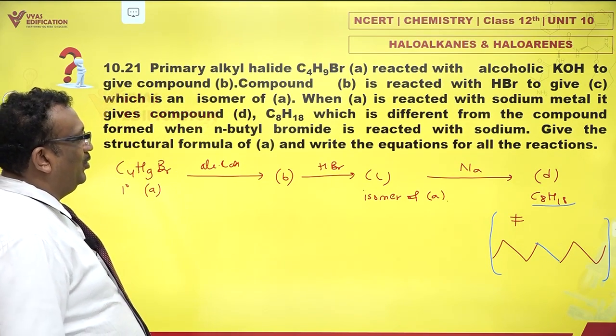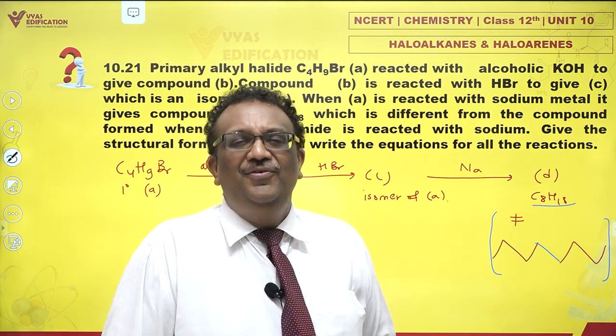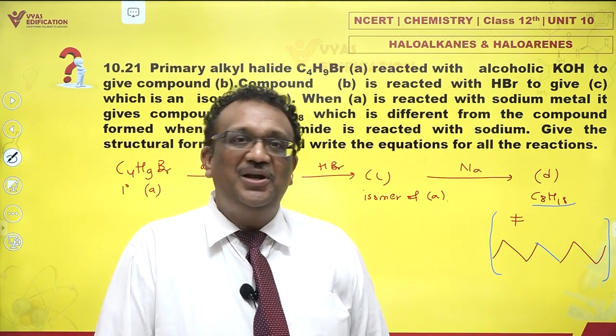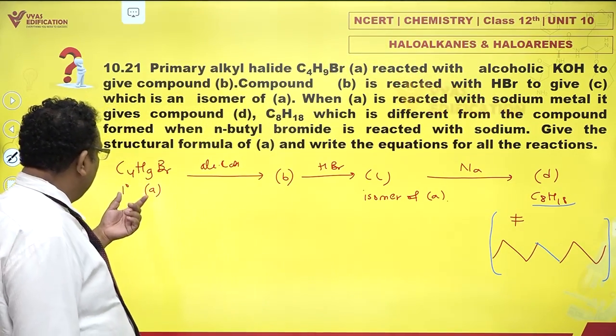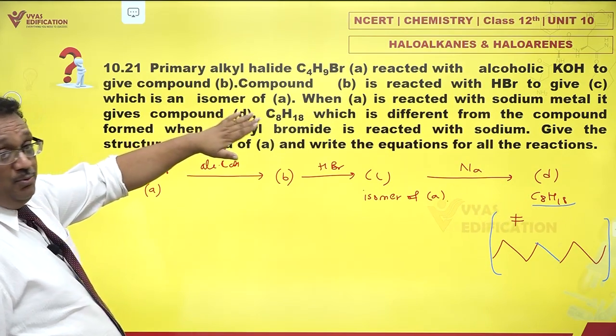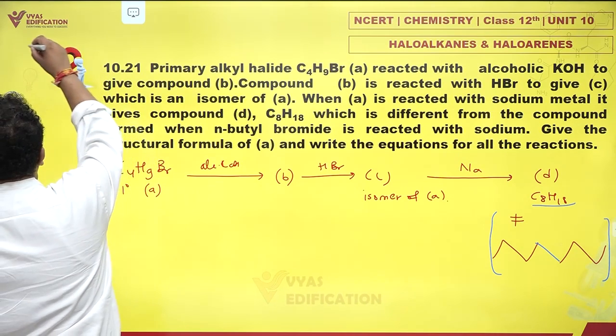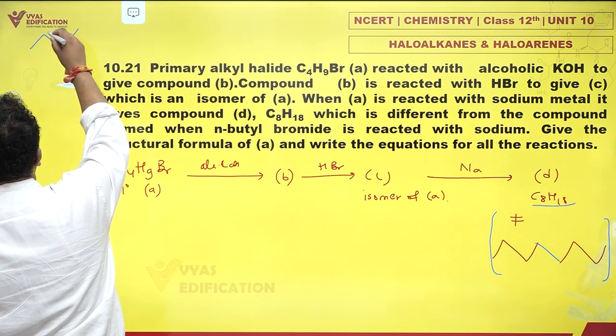Give the structural formula of A and write the equations for all the reactions. We have been given major hints, so let's try. The very first hint is this is primary. Now if I have a butyl bromide, how many butyl groups do I get? Well, there is an N-butyl group, 1, 2, 3, 4.